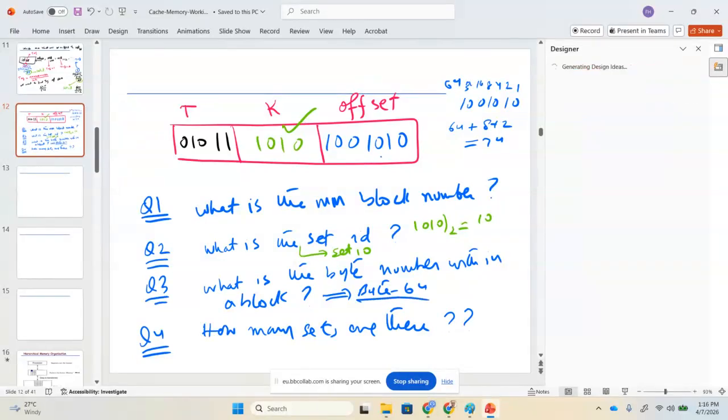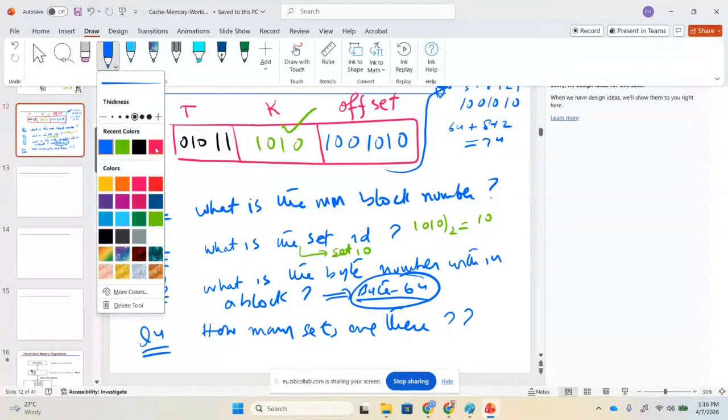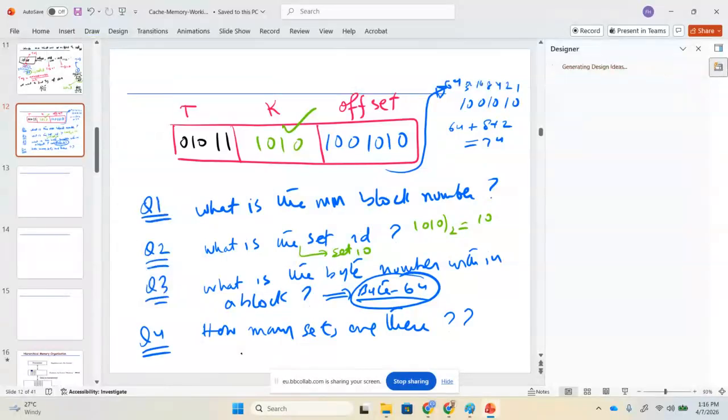So can we convert this into binary? So this is the byte number. Any question? How many sets are there in cache? So the total number of sets will be, can you answer me? 74, Professor. 74, not 64. Yes, 74. How many sets will be there in the cache? 16. Yes, it is 2 to the power K. K is 4, so it will be 16 sets.